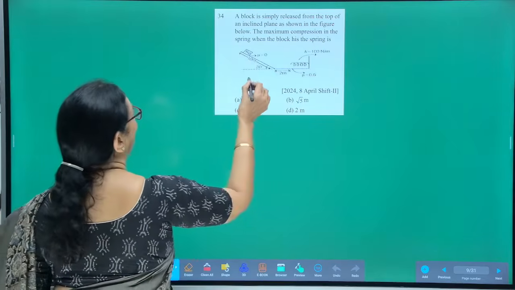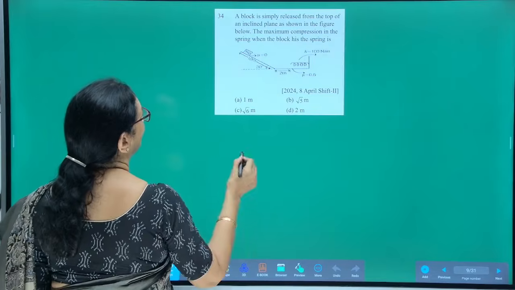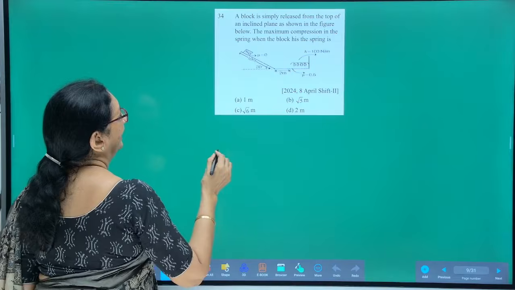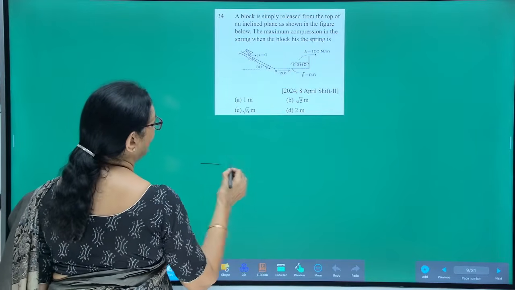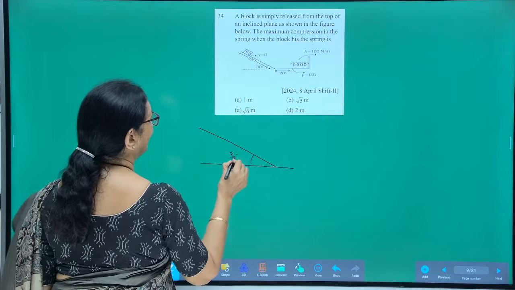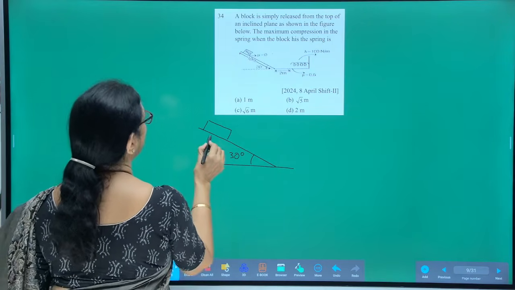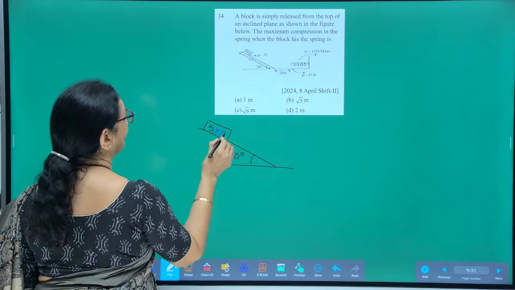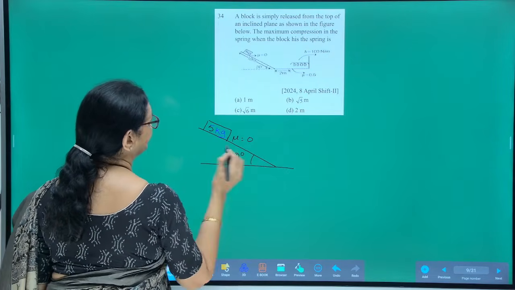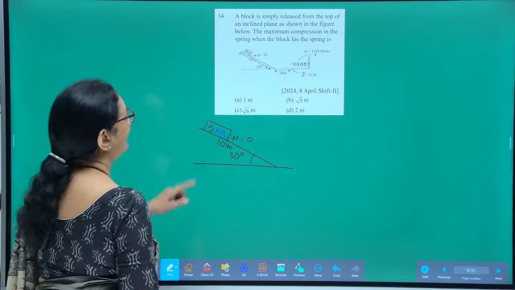Look here, a block is simply released from the top of the inclined plane as shown. Find the maximum compression in the spring when the block hits the spring. See, I am drawing the same diagram. This is an inclined plane of angle 30 degrees and this is a block of mass 5 kg. Here it is mentioned that mu is equal to 0 on that inclined surface, and the length of the inclined plane is given as 10 meters.